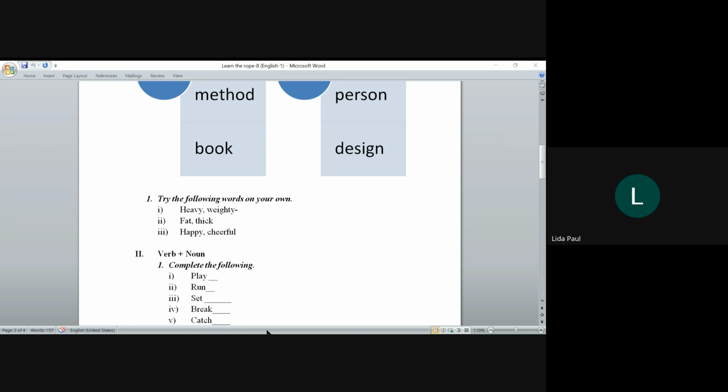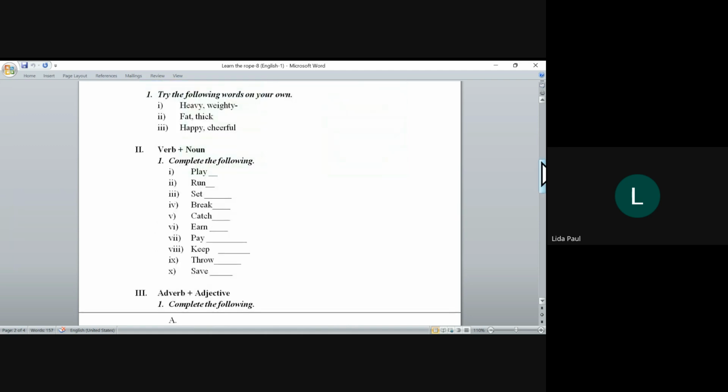Let's move on to the next verb. Verb and noun combination, right? This should also be of interest to us. What can you use with the word play? So it's a verb and a noun combination. So play has to be followed by a noun. What can you write here?